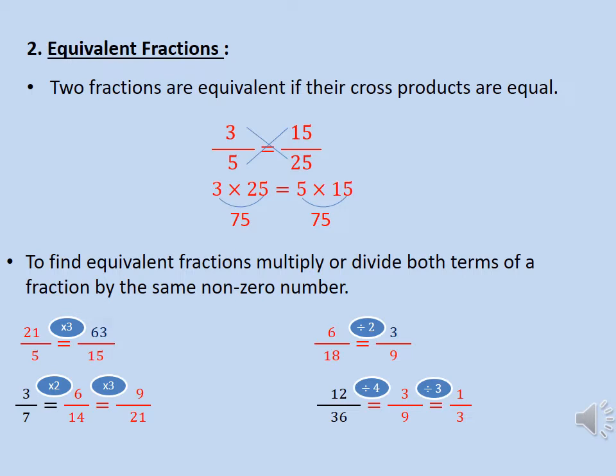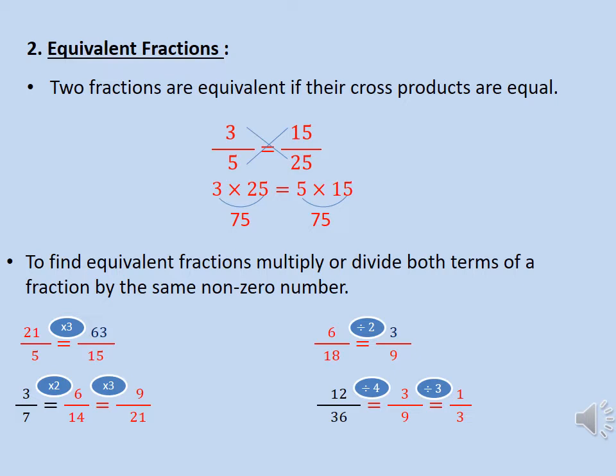Another example. 6 over 18 is equal to what over 9? To find the equivalent fraction, we think 18 divided by 2 is equal to 9. Now 6 divided by 2 is equal to 3. Then 6 over 18 is equal to 3 over 9.